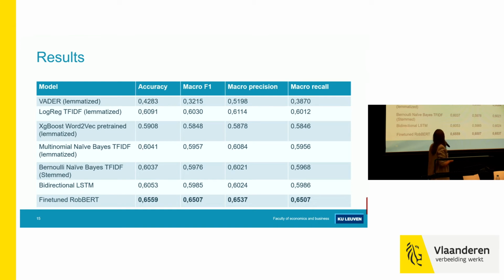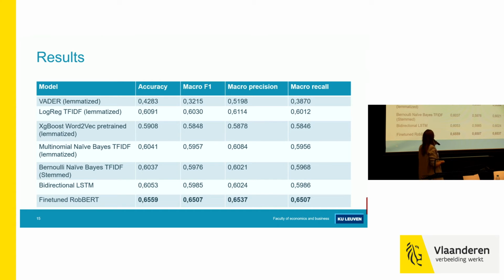And then the bidirectional LSTM, which was representative for the neural networks, actually has a similar performance to the traditional machine learning models of also only 60%. But remember, it had way more parameters. It's more difficult to train and to optimize. So here you could say that complexity is not really beneficial.